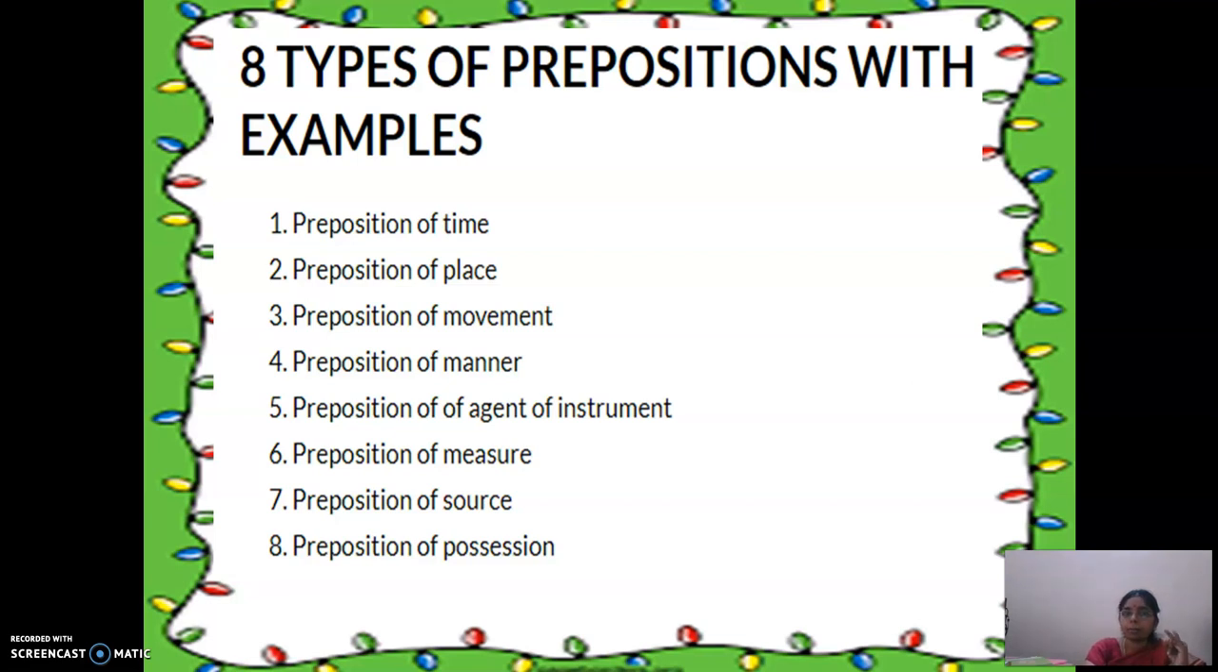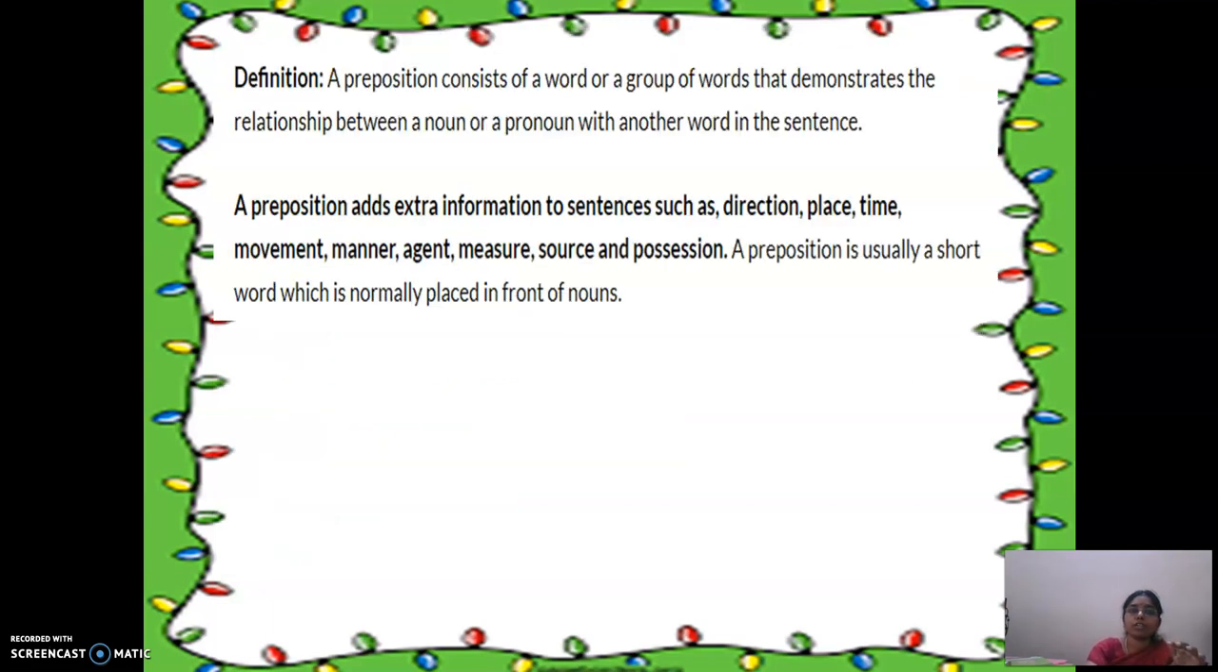Preposition of time, place, movement, manner, agent or instrument, measure, source, and position. So eight types we are going to learn in today's session. If it is not possible, we will continue in the next session also. Right? So first type. Before that, we saw the definition.